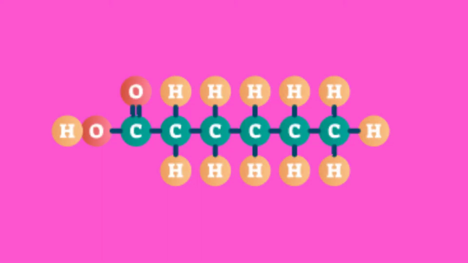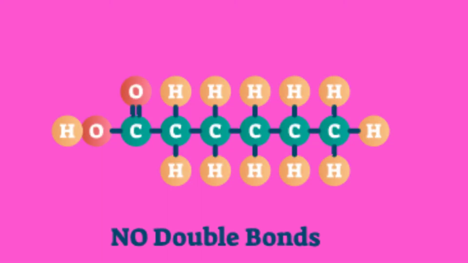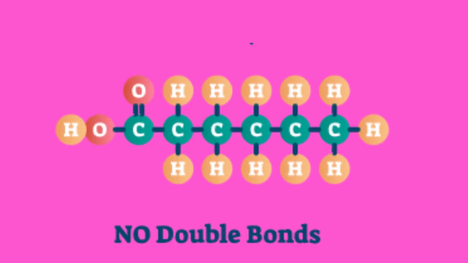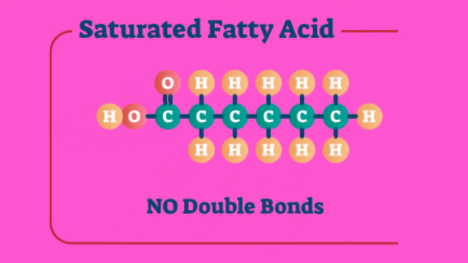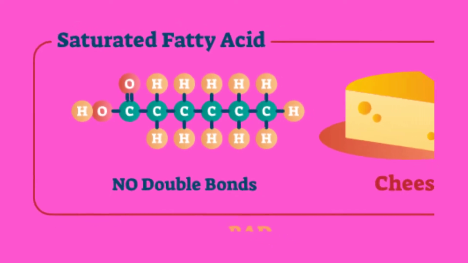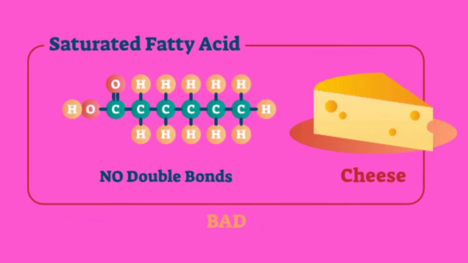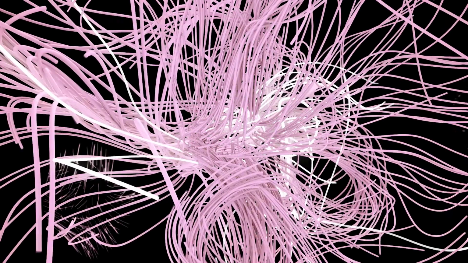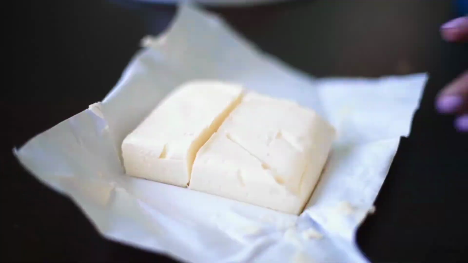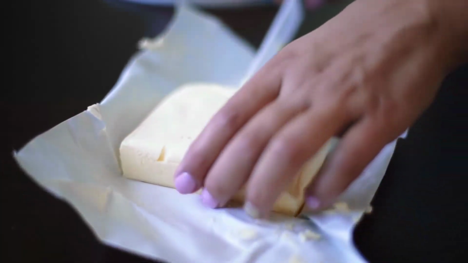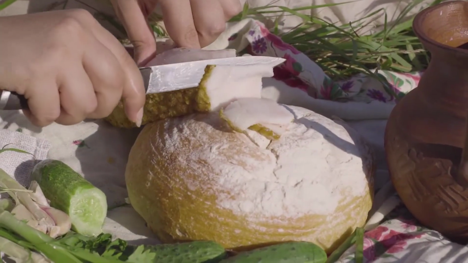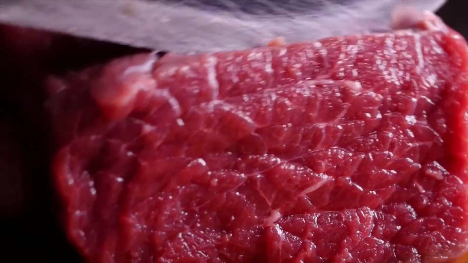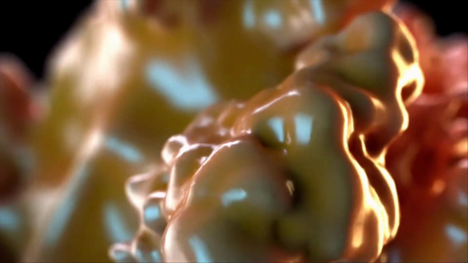Fatty acid chains that have no double carbon bonds anywhere along their length are considered saturated fatty acids. Saturated fatty acids contain the maximum number of hydrogen atoms. These straight, rigid chains pack tightly together and are solid or semi-solid at room temperature. Butter and lard are examples, as is the fat found on a steak or the fat inside of your body.